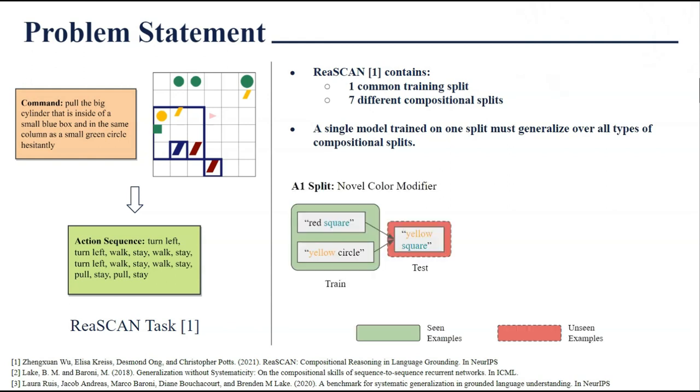For example, in the ReaSCAN dataset, the model encounters the concept of a red square and a yellow circle during training, but never encounters a yellow square. During test time, the model is then expected to zero-shot generalize to a yellow square by composing the known concepts of yellow and square.